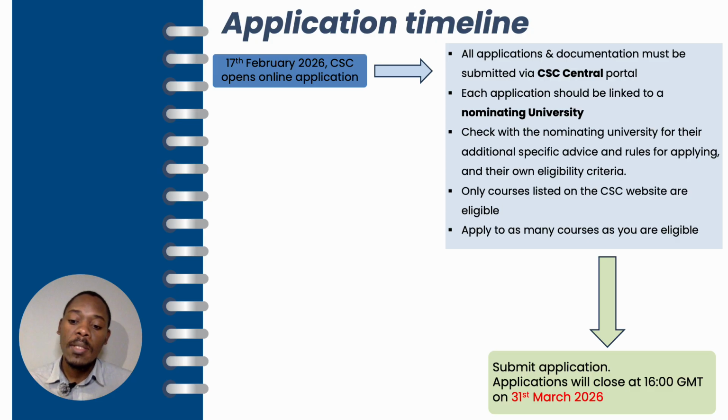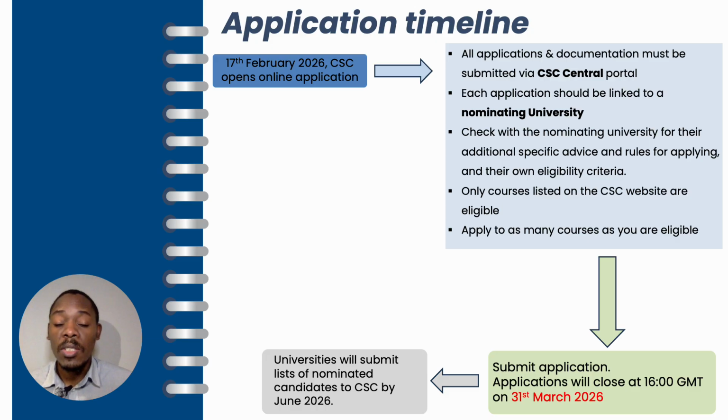And once that is done, the universities will be able to have access to your application, which you are going to submit through the central portal for the Commonwealth Scholarship Commission. They will assess you using the eligibility criteria, which I'm going to briefly highlight. And once they have done their process, they are going to have a list of those that they are going to recommend or nominate to the Commonwealth Scholarship Commission to finally award.